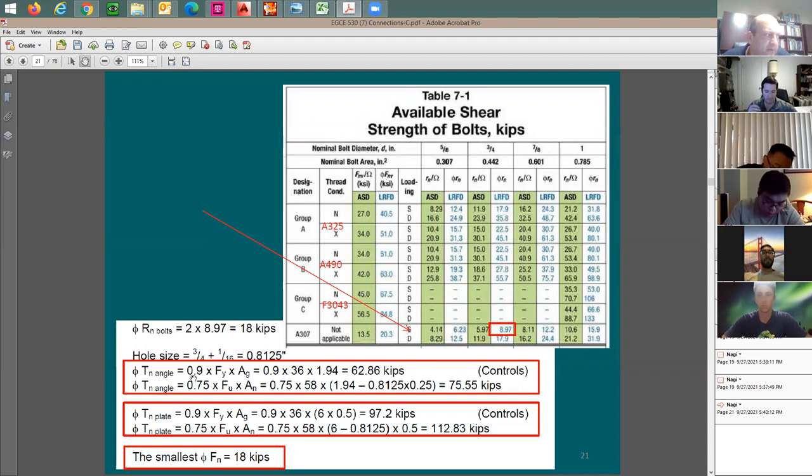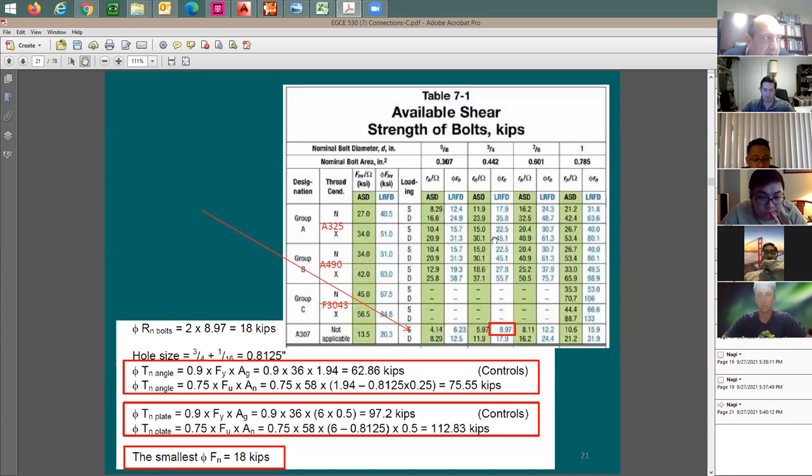You take here 90% of Fy times the gross area. What do you get here, the gross area of the bolt? You take it from here, look at this. 3/4 inch, right? Am I correct? No. I'm looking here for the angle, the cross section area of the angle. You take it from the table of properties for the angles. It's gonna be 1.94 square inches.